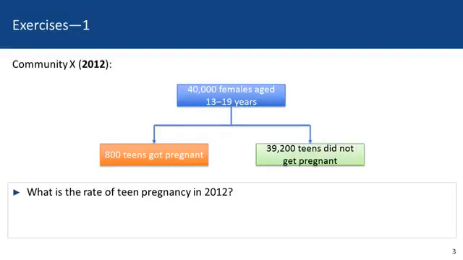Let's look at Community X, but specifically for the year 2012. In 2012, there were 40,000 females aged 13 to 19 years, but in that year, it was 800 teens that got pregnant sometime between January and December of 2012. 39,200 teens did not get pregnant in that time period. So what was the rate of teen pregnancy in 2012? The calculation is shown as follows. It was 800 out of 40,000, or 0.02 in 2012.